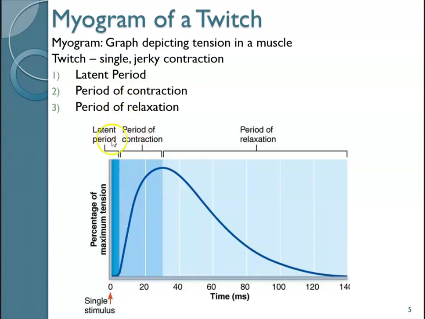Then the period of contraction: this is when the force or the tension is increasing. The muscle fiber shortens because sarcomeres are shortening, because the myosin and actin overlap increases. And then we have the period of relaxation. Now the tension is decreasing over time. So myosin and actin heads detach, and the sarcomere returns to its initial length.